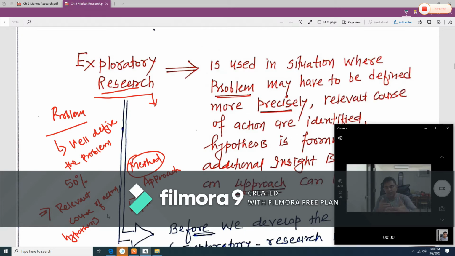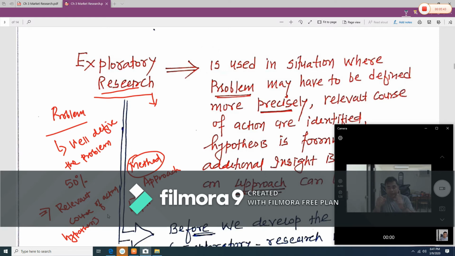So if you want to understand the problem itself, you are trying to find out the relevant information, you are asking the subject expert, you are asking different people, and to make sure you understand and define the problem in a much clearer way, you have to conduct exploratory research. Exploratory research will help you find out the relevant courses of action and the hypotheses. So it will help you get additional insight into the problem.